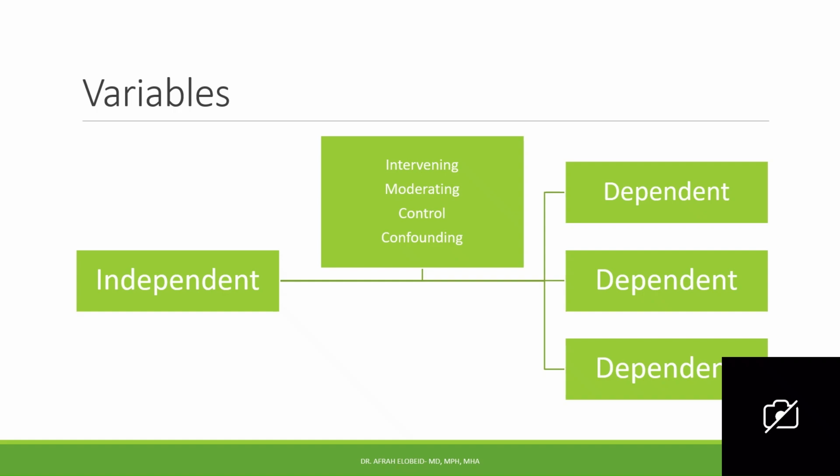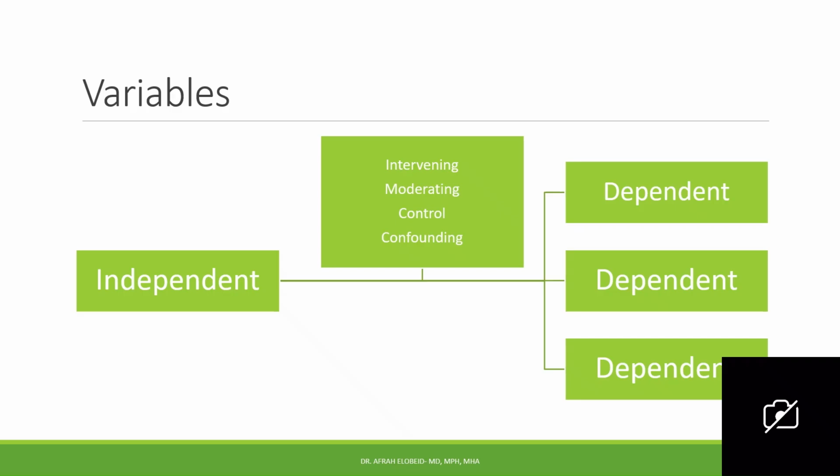Lastly, we have the confounding factor or variables, and the most famous confounding variable is age, because the confounding variable basically impacts both the dependent and independent variables. So usually it also needs to be considered when designing our study.